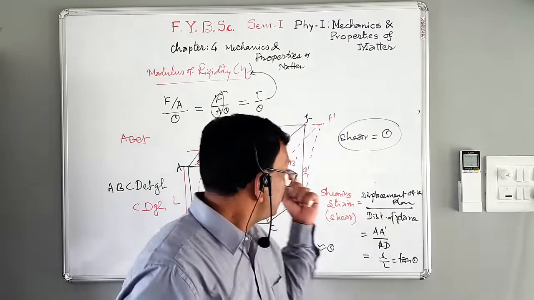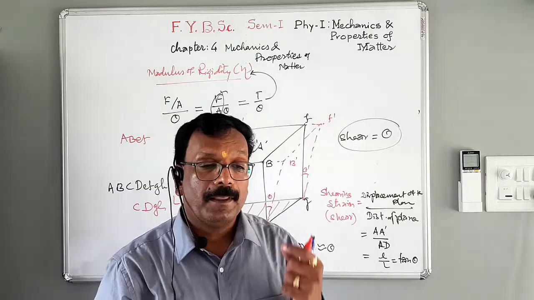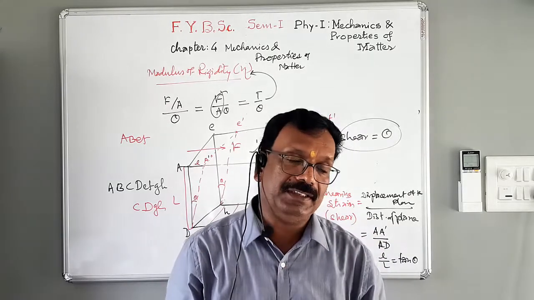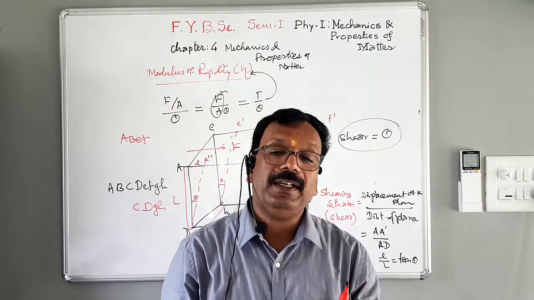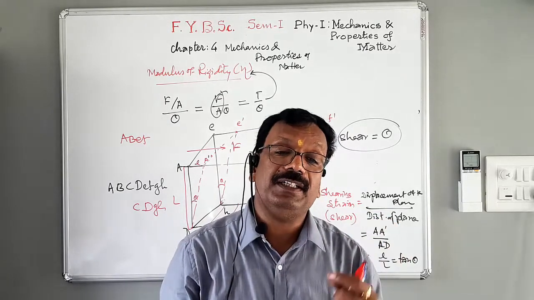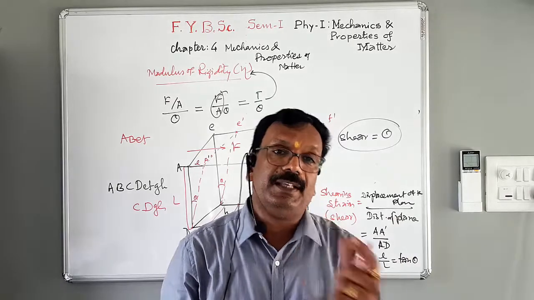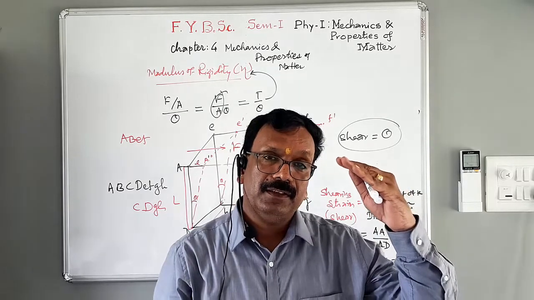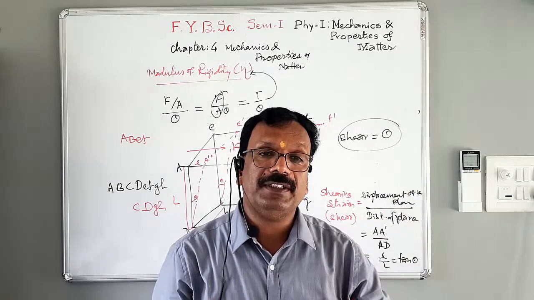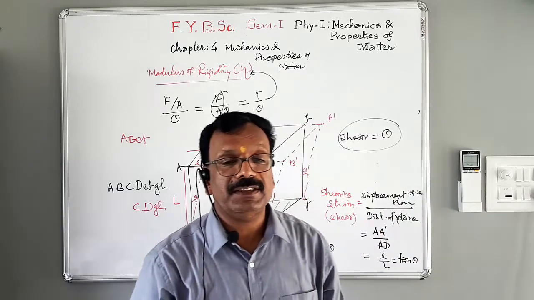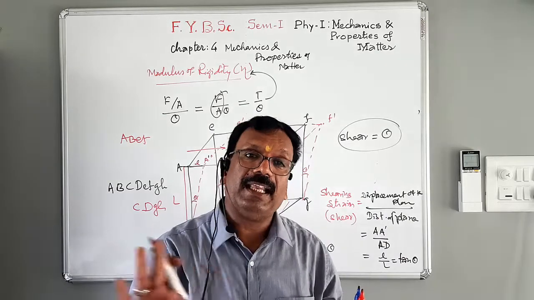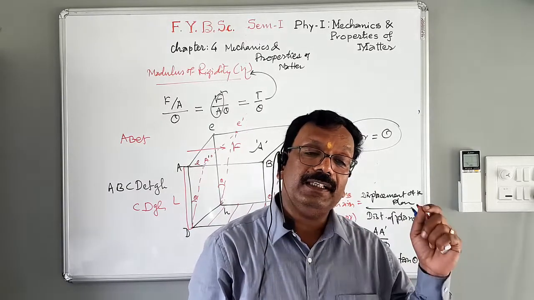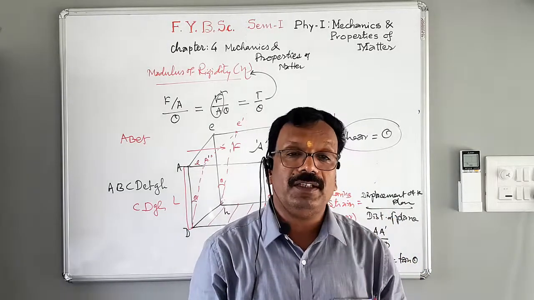Now this modulus of rigidity, like Young's modulus, only solids possess modulus of rigidity, and liquids and gases do not possess modulus of rigidity because they do not have their own shape. Hence, from all three, Young's modulus, bulk modulus and modulus of rigidity, it is found that only solids possess all three elastic moduli Y, K and eta, while liquids and gases possess only one elastic constant, that is bulk modulus.